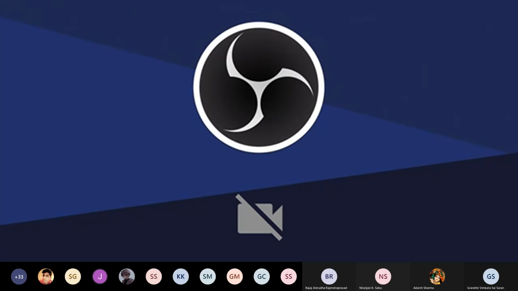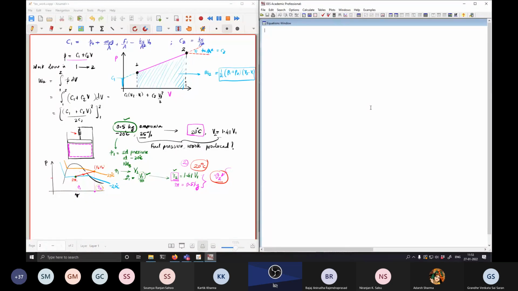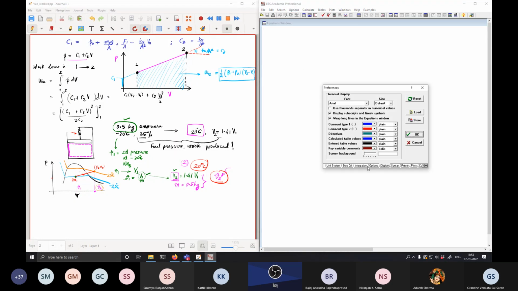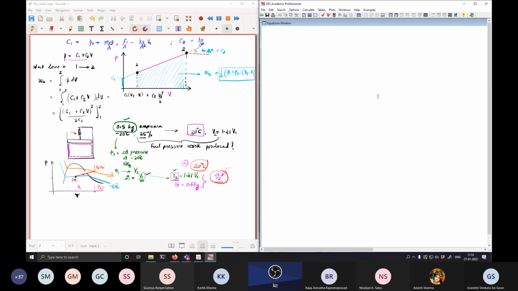We have done enough problems for you to now easily figure out how to read values from a table, and you will have more confidence because once you start fetching values from a table, you have EES, so you can always verify whether whatever you have done is correct or not. So I've increased the font size. All right, so let's do it.